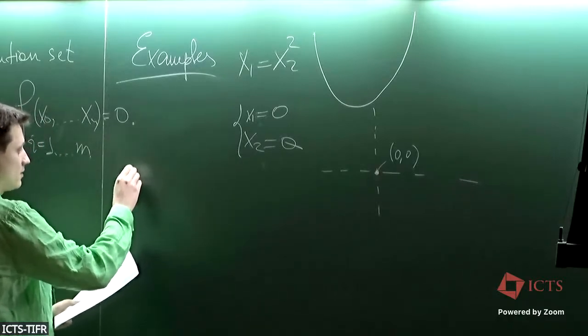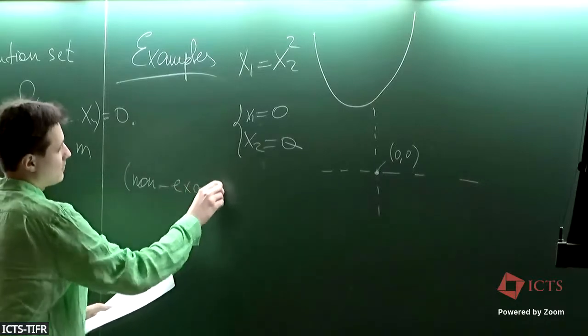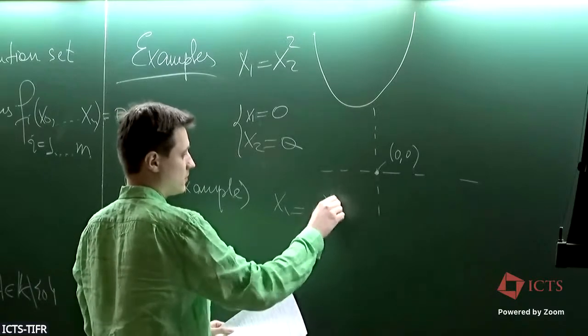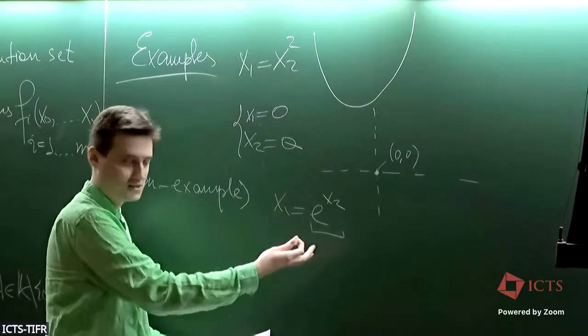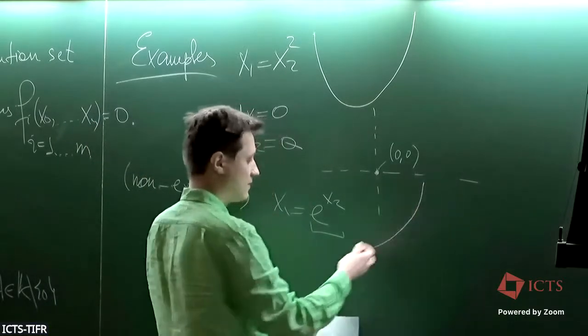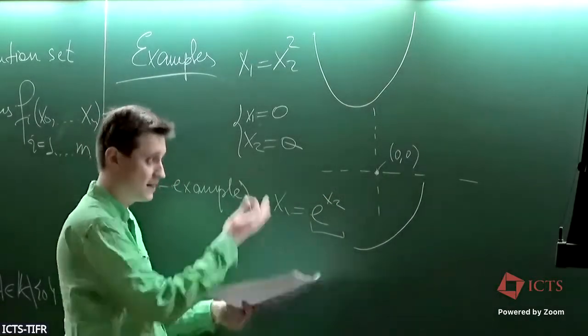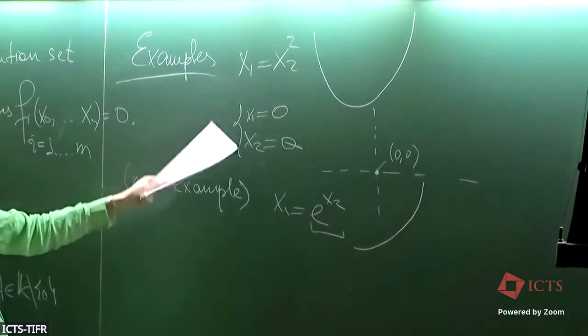What's a non-example? A non-example is, for instance, the graph of the exponential function, x1 equals e to the x2. This is not a polynomial, and you cannot rewrite it as a polynomial. So this curve actually also looks very nice and very systematic. It's smooth, but it's not a variety. So varieties really are very special geometric objects. And, well, those are toy examples.